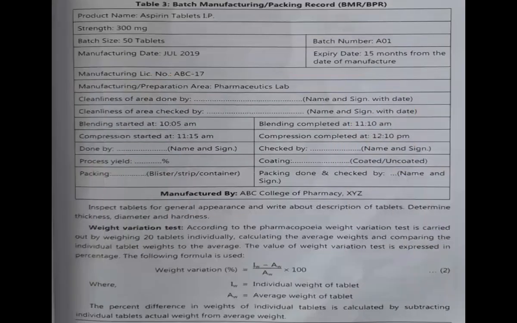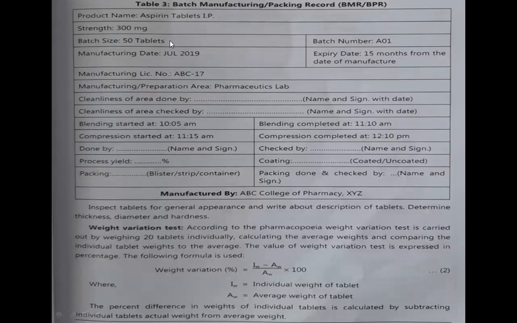These are some of the records, that is the BMR or BPR report. If it is contained in your manual or practical book, then only you record it. Similar to the aspirin tablets, the given strength is 300 mg and the batch size is 50 tablets.